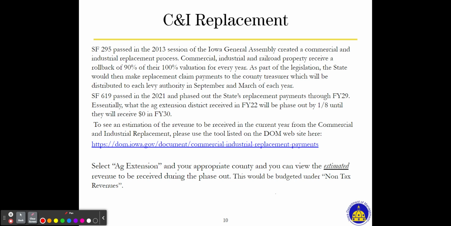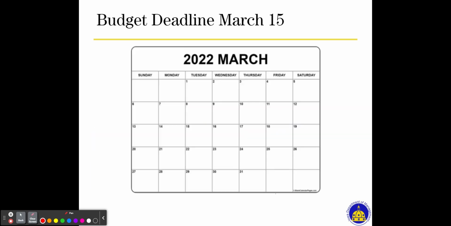To see an estimation of the revenue to be received, you can use the tool that we've had in the past, but basically what it's going to provide for you is the estimated revenue to be received during the phase out. So it's still going to tell you, this is an estimate of what you could receive, but you're looking at it as the payment is being phased out. So you would select Ag Extension and your appropriate county. And as a reminder, to budget this revenue, you'd budget it under non-tax revenues.